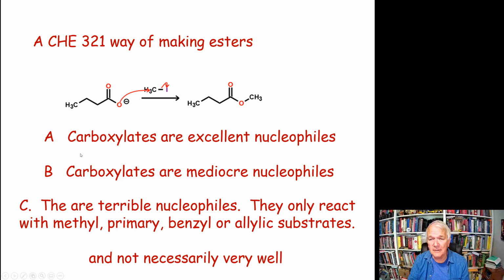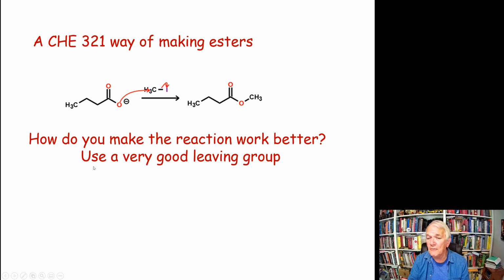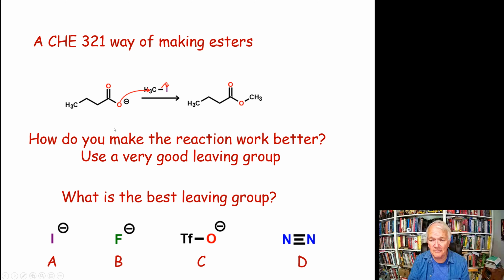How could you make a reaction better? Well, iodide's a great leaving group, but could we come up with a better leaving group? Could we find an even better way of making at least methyl esters? And it turns out, well, let's look at different leaving groups. Iodide is great. Fluoride, is that better than iodide?